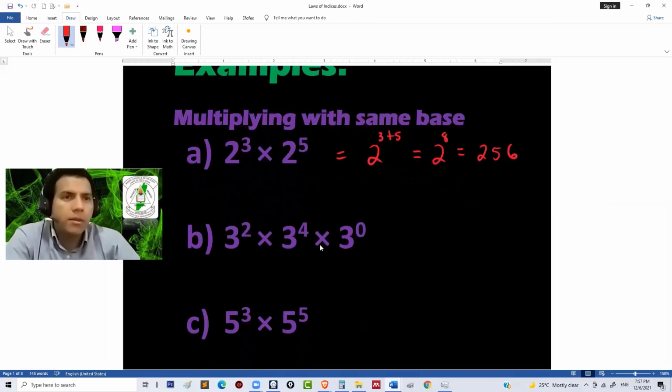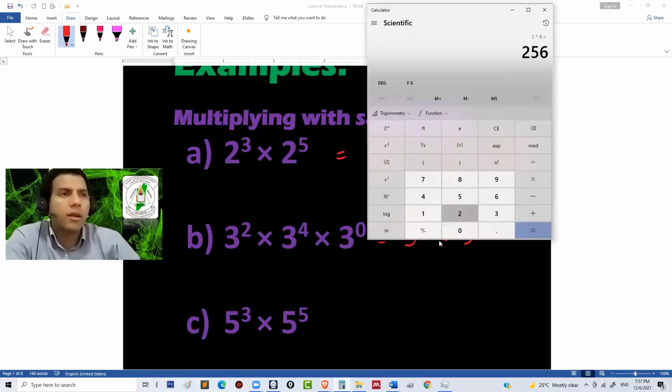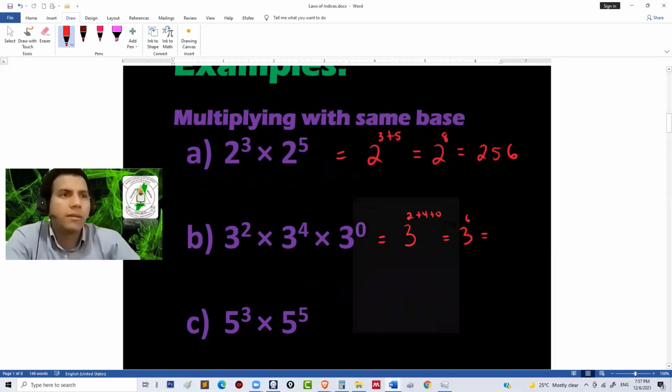Our second example, the base is 3, and we'll add the powers. 2 plus 4 plus 0. So 2 plus 4 plus 0, that is 6. So we are working with 3 power 6. Our calculator gives us 3 power 6, 729.